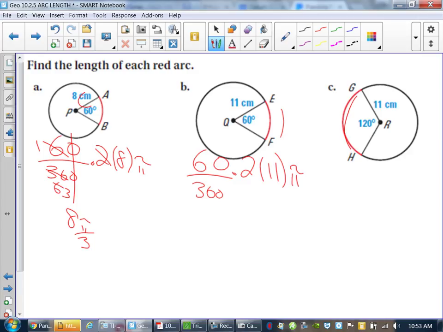Next one. Same deal, simplifies out. This becomes 1/6 again. This becomes a 3. You get this one, you get 11 pi over 3.